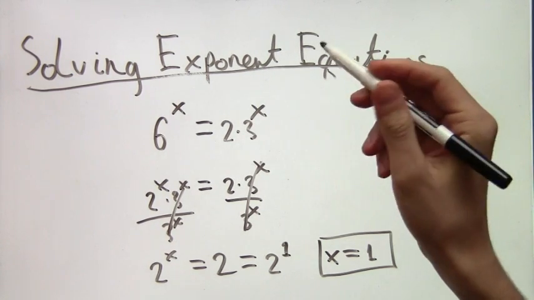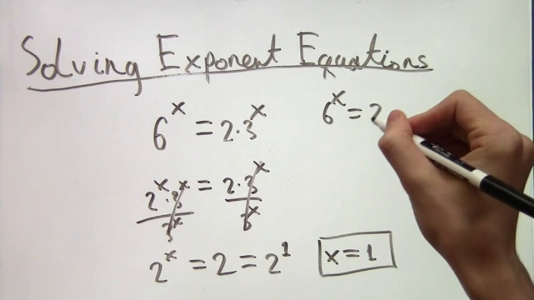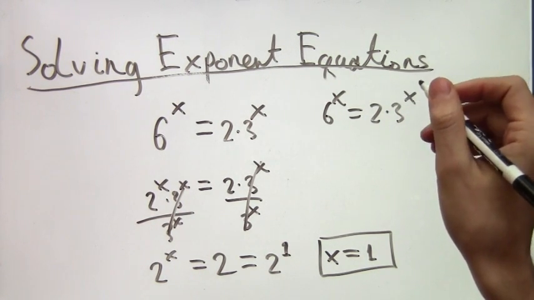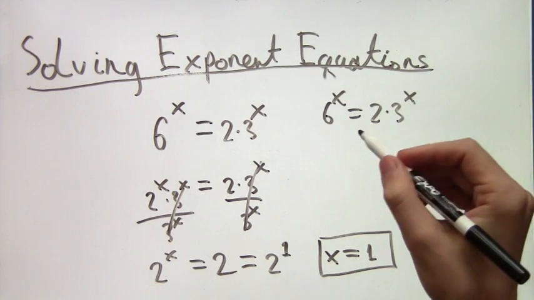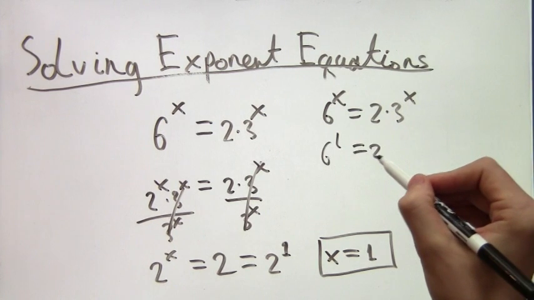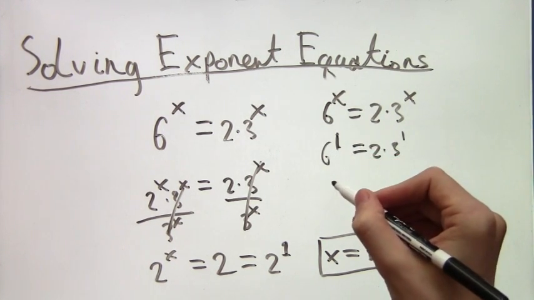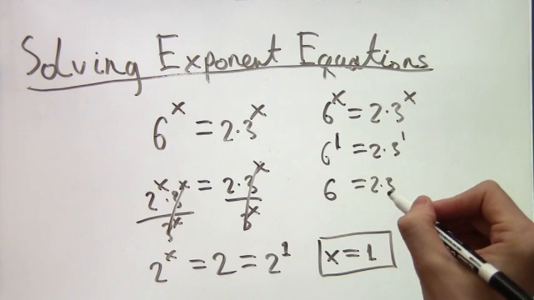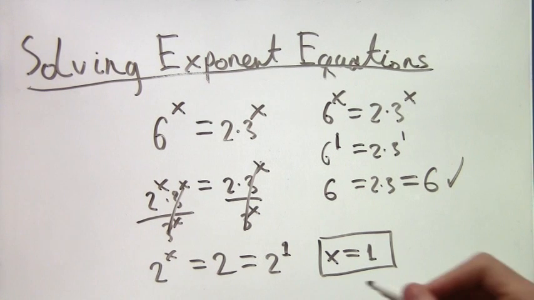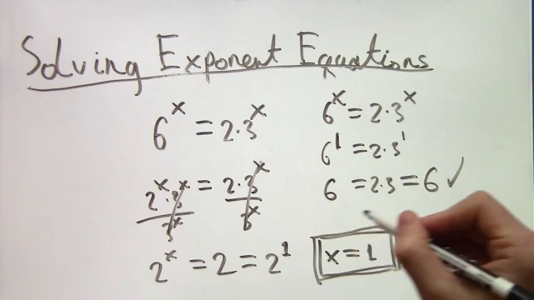Now we just check the answer. Plug in x equals 1. Then on one side we will get 6 to the first equals 2 times 3 to the first. And anything to the first power is just itself, so it's 6 equals 2 times 3, which is pretty obviously true. So the answer x equals 1 is the right answer.